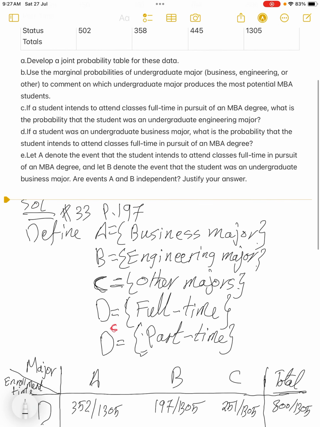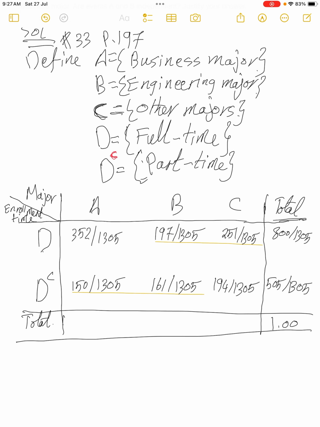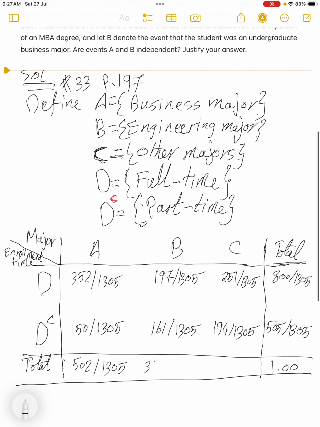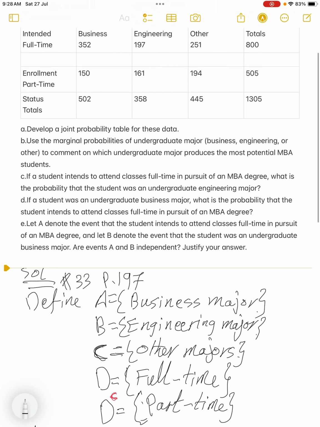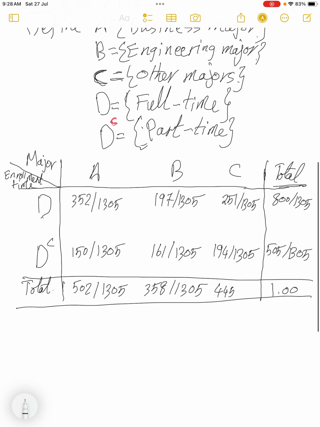Here the total 502 divided by 1,305, and here you will have how much? 358 divided by 1,305, and the other will be 445 divided by 1,305. I will calculate it for you.